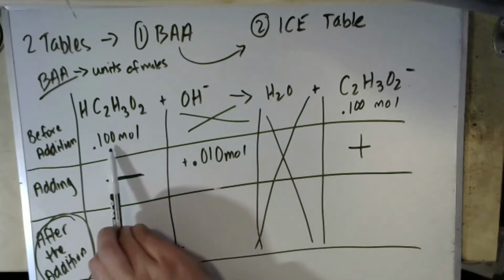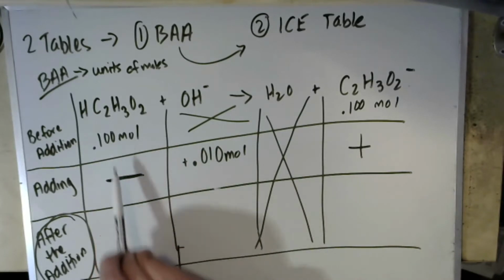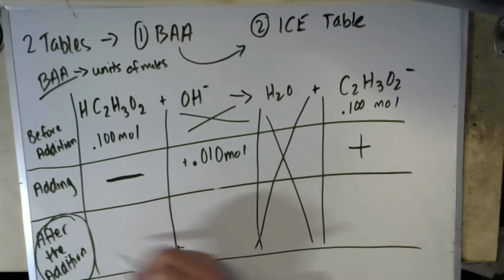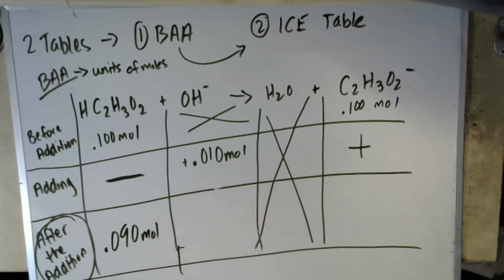So I started with 0.1 moles of the acetic acid. I'm going to subtract the hydroxide amount from my original acetic acid value because this is the amount of my acetic acid I used up. Okay, hopefully that makes sense. So I'm going to have 0.090 moles left.